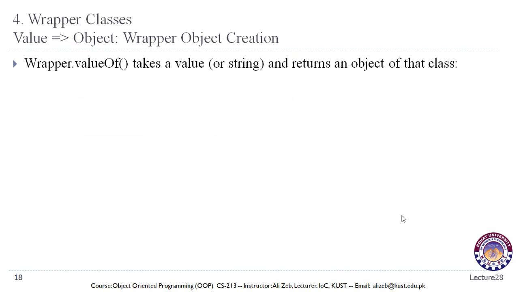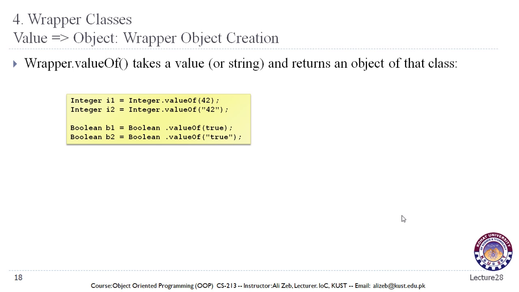So the wrapper.valueOf takes a value or a string and returns an object of that class. For example, if we provide a value to this, then valueOf will convert it to an object and store it in the wrapper class object. It can do this for boolean values, for integer values, and we can return the object of a class using the valueOf method.